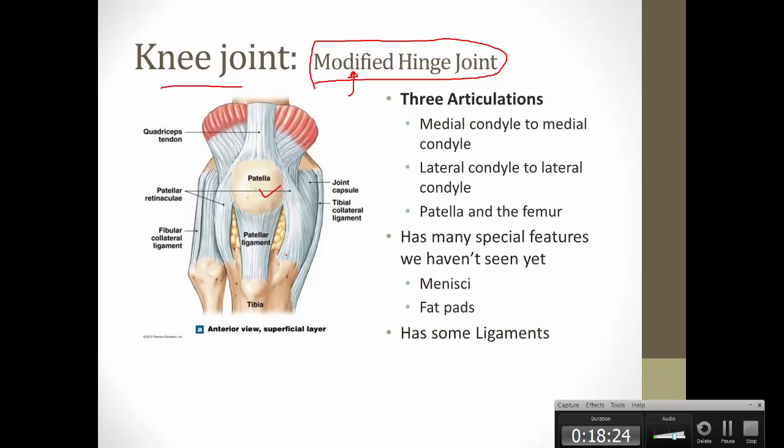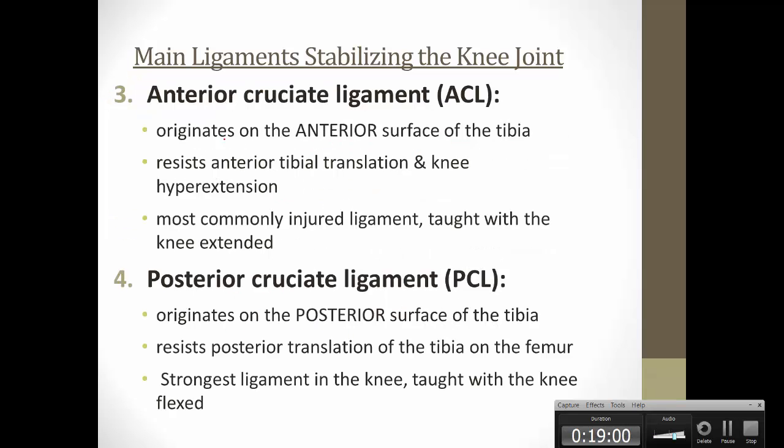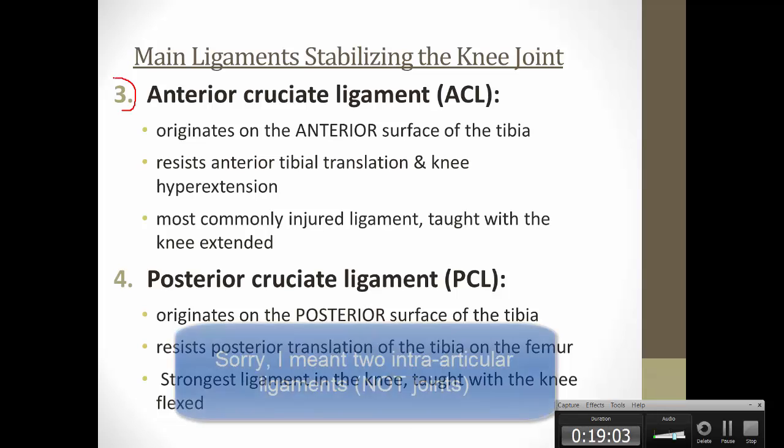We have the patella, we have the tibia, and we have the femur. The knee joint is a very important joint and has lots of supporting ligaments. So, for example, we have the lateral collateral ligament. It's also on the fibular side, so we call it the fibular collateral ligament as well. And this one supports the knee joint laterally because it's on the lateral side. We have the medial collateral ligament, also called the tibial collateral ligament, and this one supports the medial side of the joint.